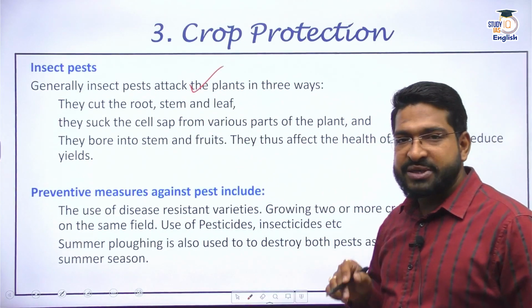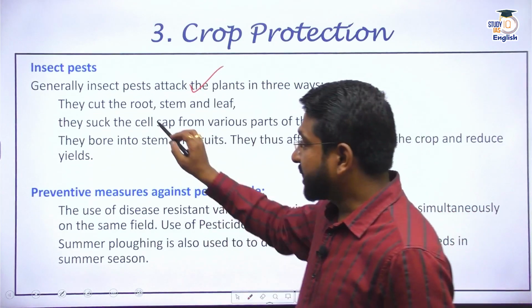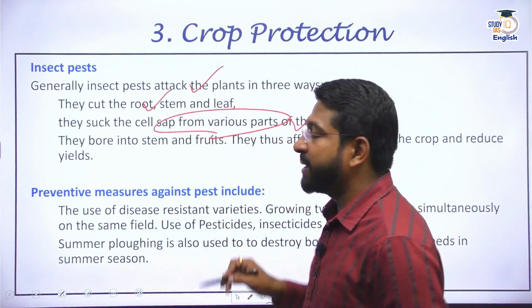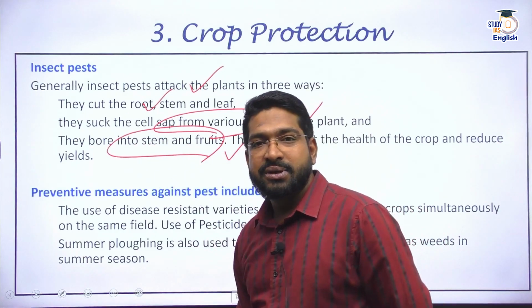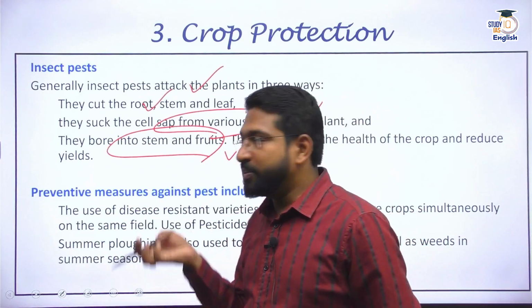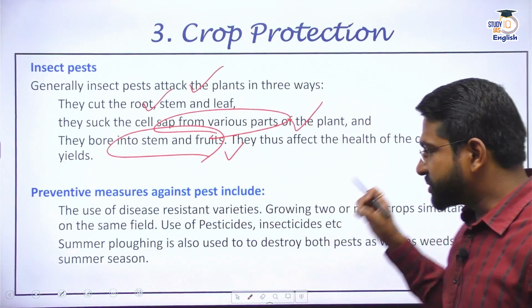These insects and pests, what do they do? They finish off the leaves, they cut the stem, they attack the roots, they suck the cell sap from various parts of the plant, they bore into the stem and the fruits. And that is what we need. We need ultimately the fruits itself. So they bore into the stem and fruit. So what do we do? We use specific methods.